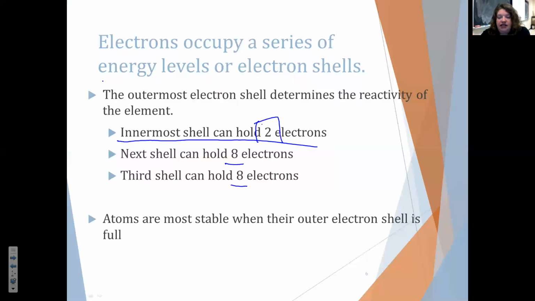The other thing to keep in mind is that atoms are most stable when that outer electron shell is full or complete.